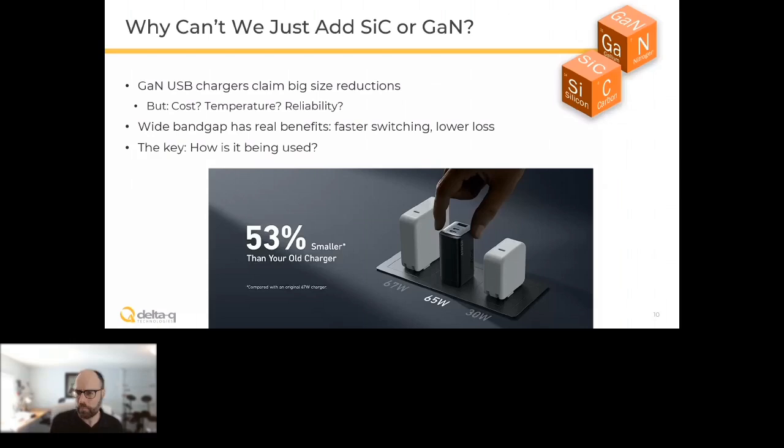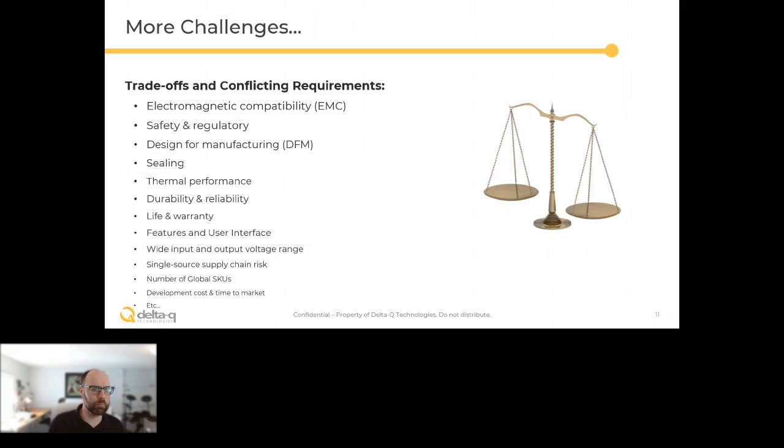There are other challenges. I'm not going to go into it, but lots of other trade-offs. We're designing for EMC. We need safety and regulatory approvals. We're selling global products that need to go into multiple countries and markets. They need to be designed for manufacturing and sealed, and there's all sorts of things about durability and feature set. So there's lots of trade-offs that have to be considered. So let's dive into some of the details, though.